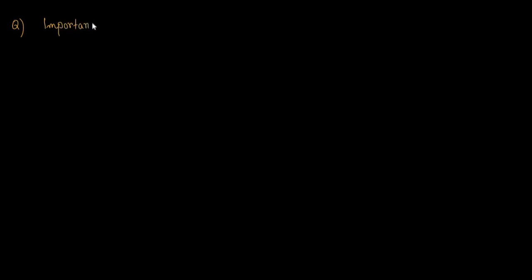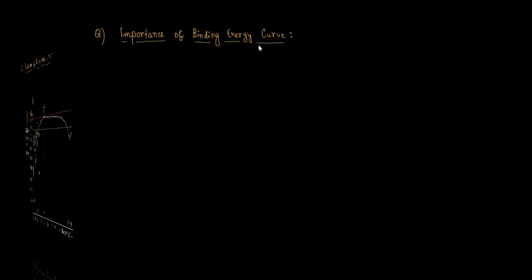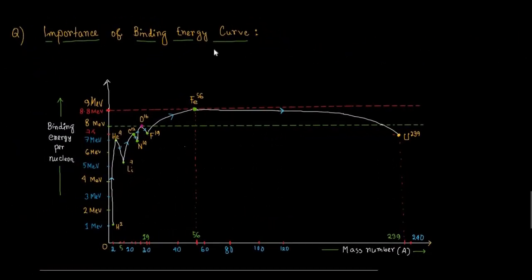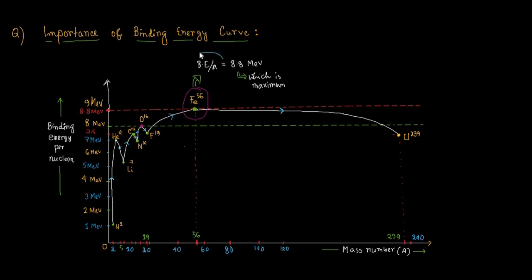Importance of binding energy curve. On the binding energy curve, the binding energy per nucleon for iron 56 is 8.8 MeV, which is the maximum.